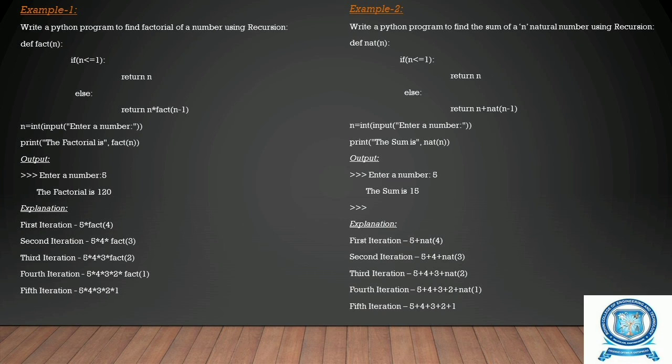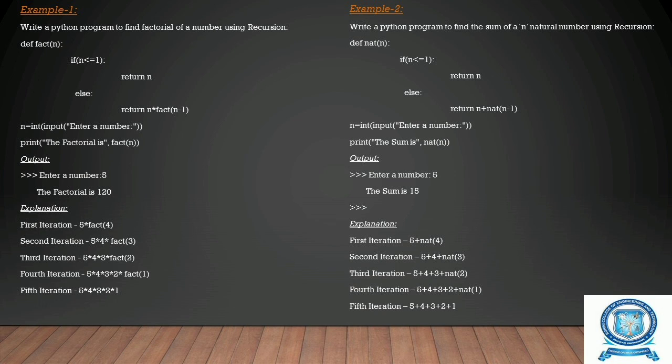So when we give n as 5, we find the factorial of 5 into factorial of 4, that is 5 into factorial of n minus 1, that is 4. That will be calculated. Since this factorial function is called again and again, this comes under recursion. You can see the explanation below. The first iteration calculates 5 into fact of 4, then the second iteration 5 into 4 into fact of 3, then 5 into 4 into 3 into fact of 2. Since this fact function is called again and again, it is an example of recursion.